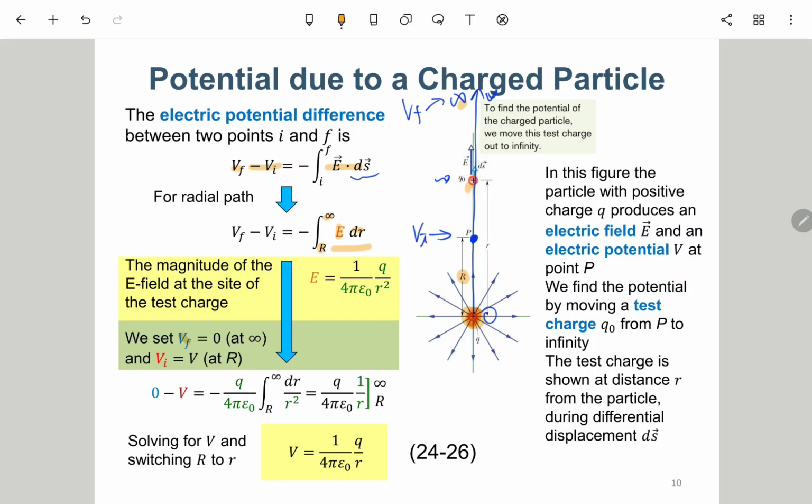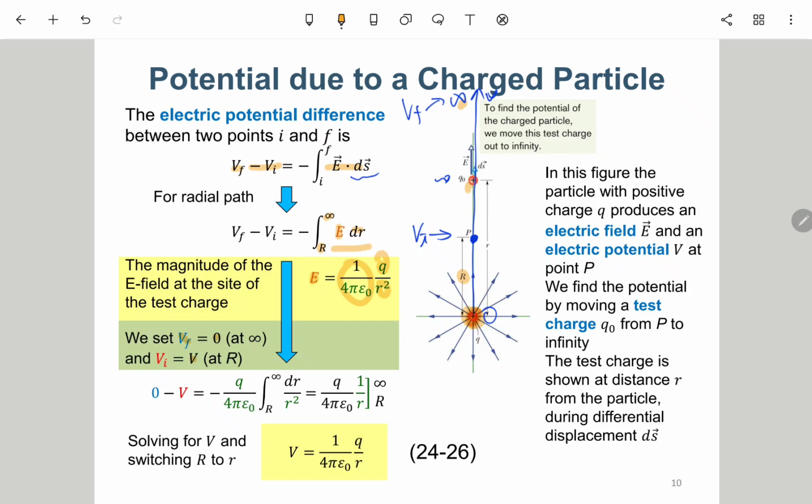Here what we have is E equals K times Q over r squared. This is what we have at the very beginning, in chapter 22. Now Vf is at infinity, so Vf is 0. Vi is what we want to find, denoted as V.